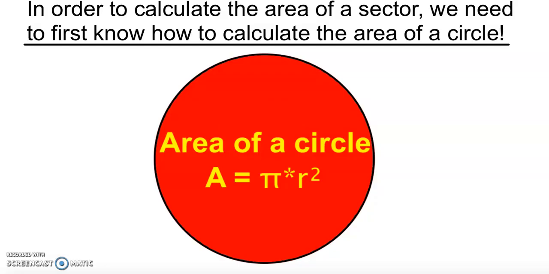So the formula for finding the area of a circle is pi r squared. To be honest with you, I'm expecting you to already know this. Circumference is a different formula than area. Area is pi r squared, right? And circumference is pi times the diameter of a circle, but area of a circle is pi r squared.